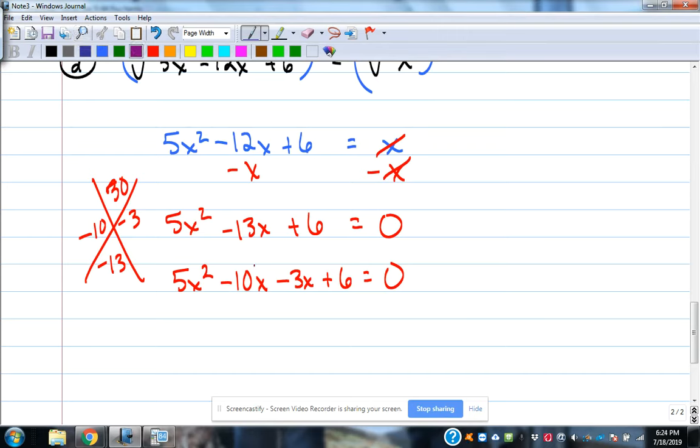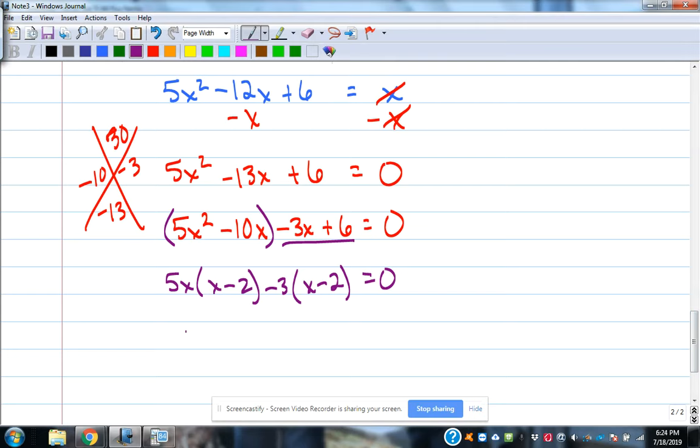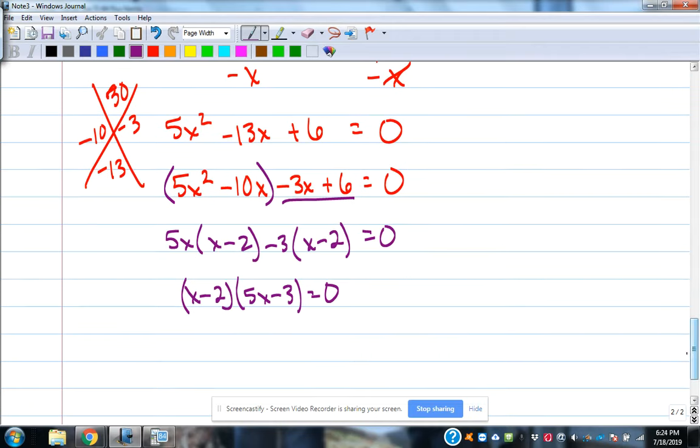So I'm going to group 5x, x minus 2, negative 3, x minus 2. So my factors are then x minus 2, 5x minus 3. I'm going to get two answers here, and I've got to check them to see what's up. So I'm going to solve those. X minus 2 equals 0. That's the easy one. It's x equals 2. The other one, going to get a fraction in it. I'd add 3.